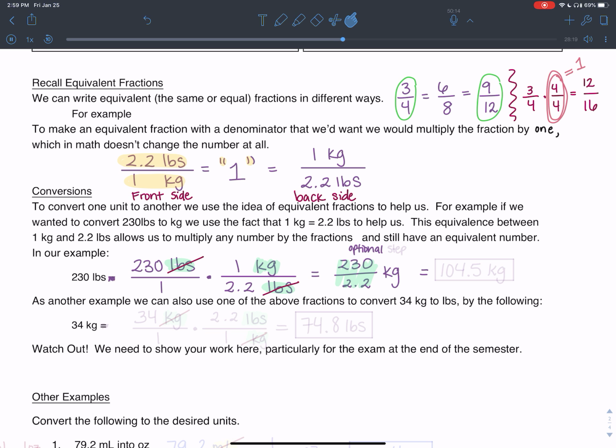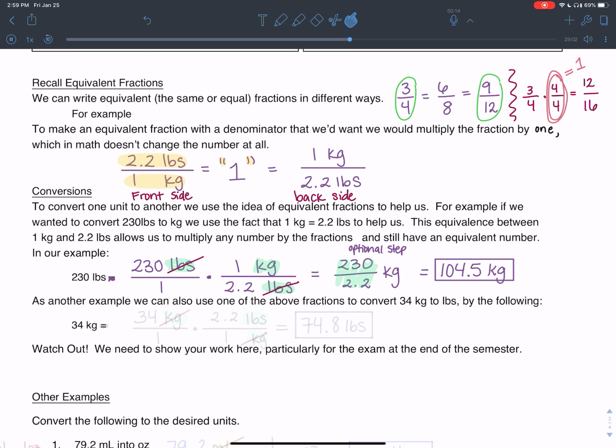So now we need our calculator. I don't have my calculator out, so here we go. So I'm going to take 230 and divide by 2.2. And it equals 104.5 if I round appropriately. Kilograms is what we're talking about, kg. All right, and this is my answer. Hopefully that makes sense because we are going to be converting quite a lot in this.